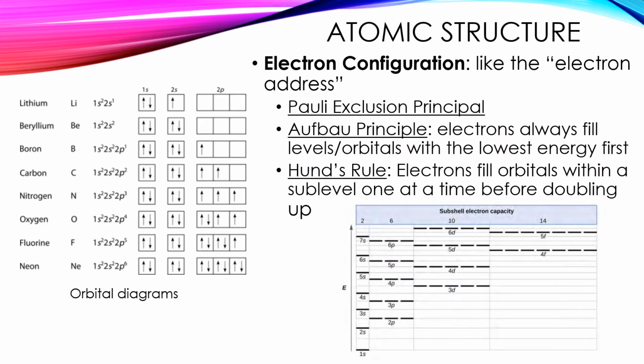This also leads us to being able to do electron configurations and orbital diagrams. So, the Pauli exclusion principle, what we just talked about: we can't have more than 2 electrons in an orbital. They have to have equal and opposite spins. The Aufbau principle tells me that electrons are always going to fill levels or orbitals with lowest energy first. And then Hund's rule tells me that they're always going to fill a sublevel one at a time before doubling up. So remember, sublevels are our s's, p's, d's, and f's.